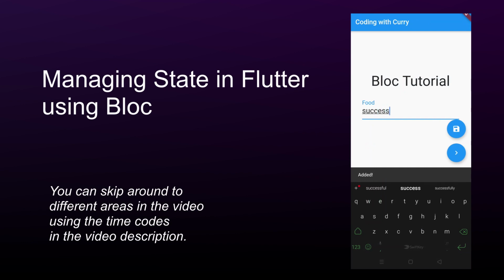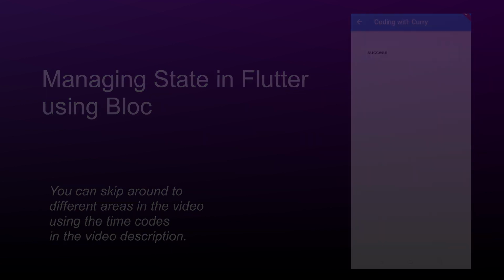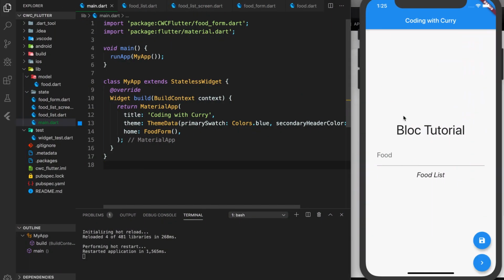We're going to go over the fundamental concepts of BLoC, and I'm going to walk you through how they all fit together. As you can see here, we have a little app that I created. It doesn't really do much now. There's an input here for a food, and there's a food list below that. The food list is currently empty, and we have two floating action buttons here.